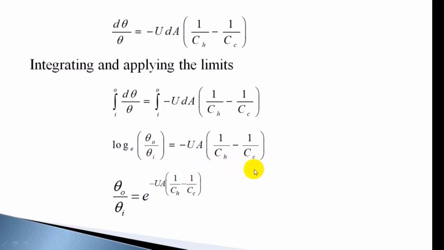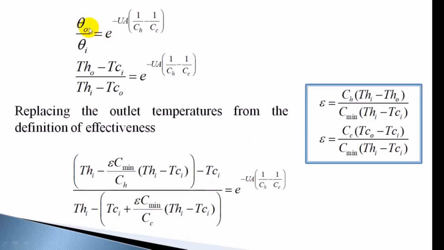So up to here, the derivation for LMTD of a counterflow heat exchanger and effectiveness derivation are same. Now here, theta naught by theta i, you can write it as e raised to minus UA into 1 by Ch minus 1 by Cc. Same equation I have written here. Now theta naught is a temperature difference at exit for a counterflow heat exchanger, Th naught minus Tci, and at inlet it is Thi minus Tc naught, is equal to e raised to minus UA into 1 by Ch minus 1 by Cc. Now in this expression, I will replace the outlet temperature of hot and cold fluid in terms of effectiveness and inlet temperatures.